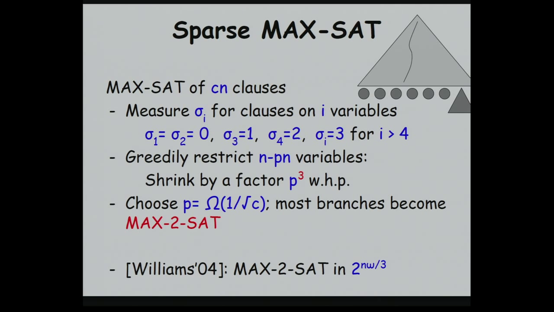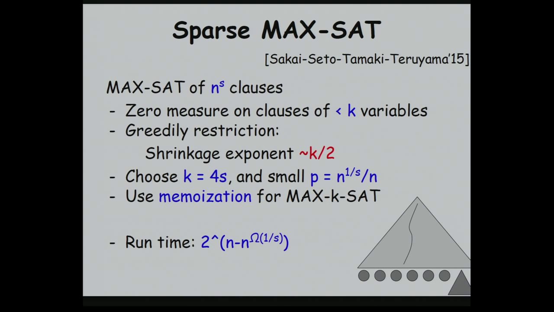Can this still be improved? In a recent work by Saki, Seto, Tamaki, and Teruyama, they give an algorithm that can solve max-SAT on a polynomial number of clauses. So here the idea is also simple. At a high level, not very precise, you put 0 measure on clauses on at most k variables, and non-zero measure on clauses of length larger than k. Then by greedy restriction, you can get the shrinkage exponent to be almost k over 2. And this k is at your choice. You can choose any k you want.